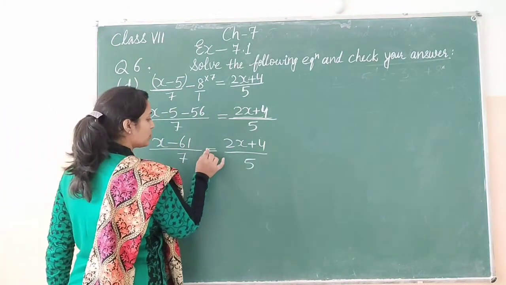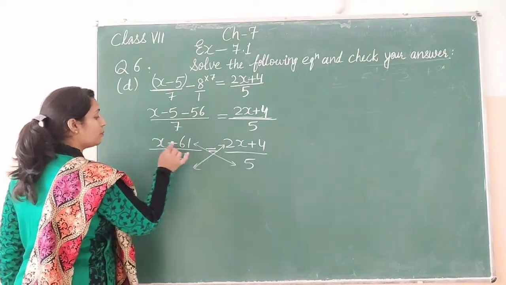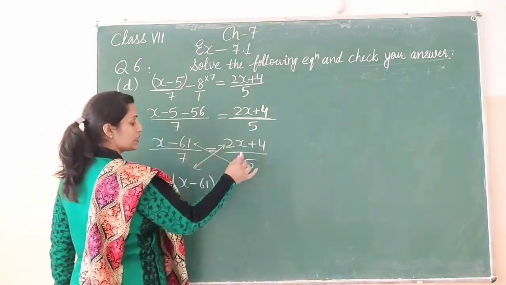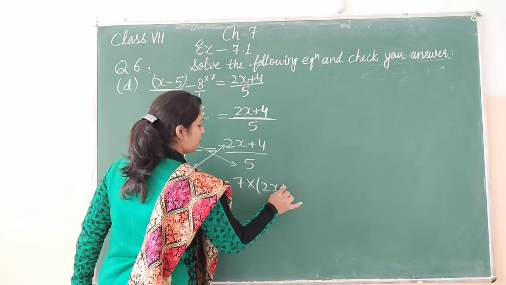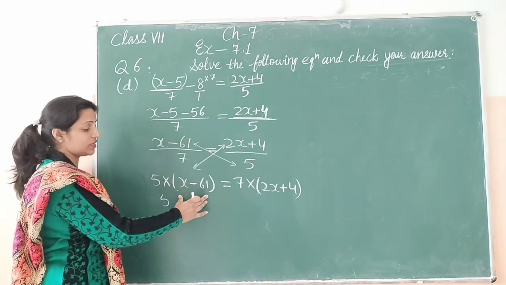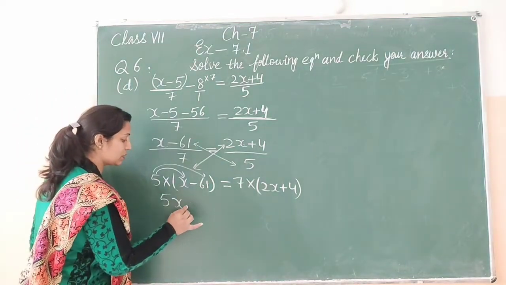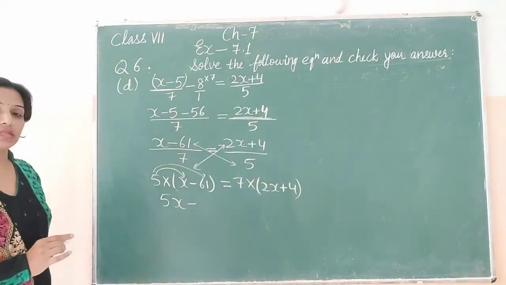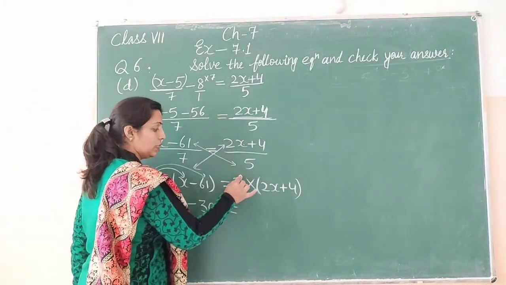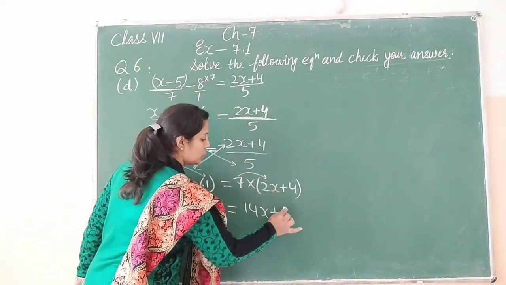Now we can cross multiply and solve our equation. 5 multiplied by (x minus 61) equal to 7 multiplied by (2x plus 4). 5 multiply x, 5x minus 5 multiply with 61, 305 equal to, in the same way 7 will be multiplied with 2x, 14x, and then 7 4s are 28.